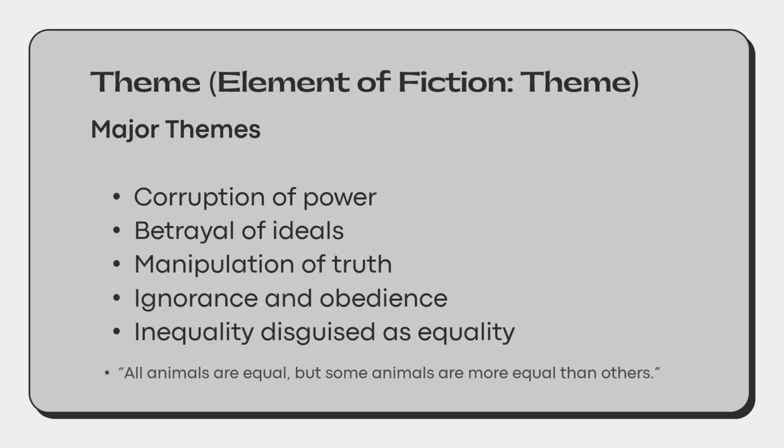The major themes of Animal Farm include the corruption of power, betrayal of ideals, manipulation of truth, and social inequality. The novel shows that revolutions often fail not because the ideals are wrong, but because those in power exploit them. Orwell emphasizes that ignorance and blind obedience allow oppression to flourish.